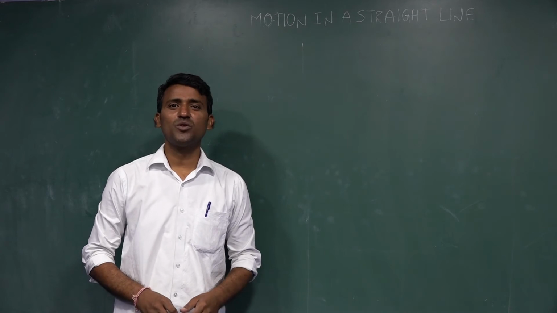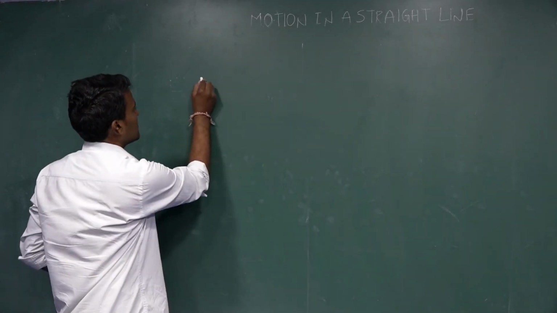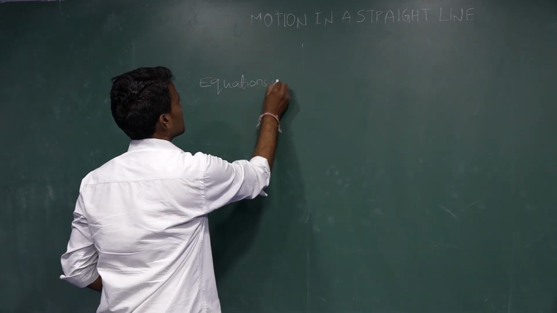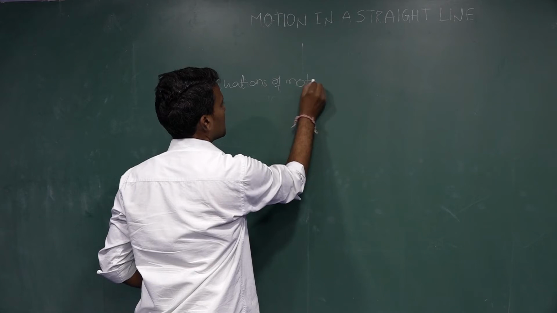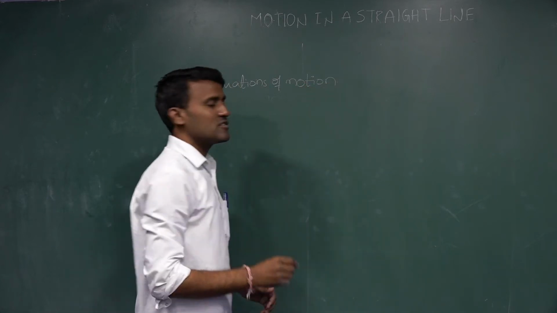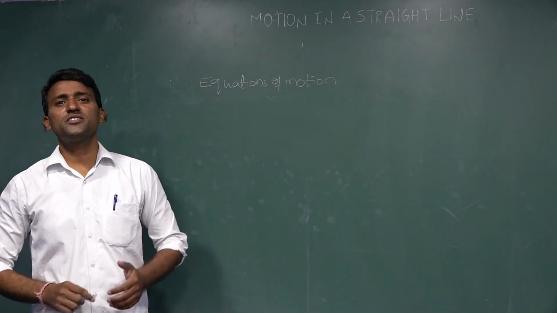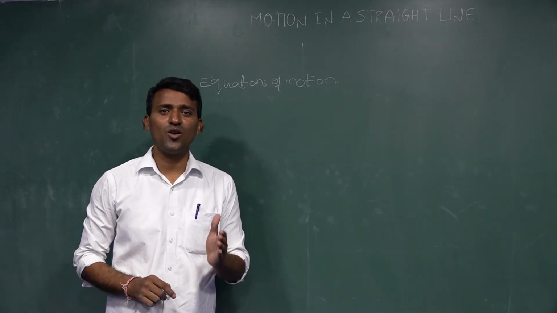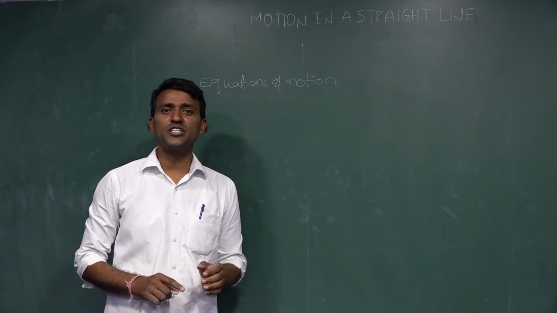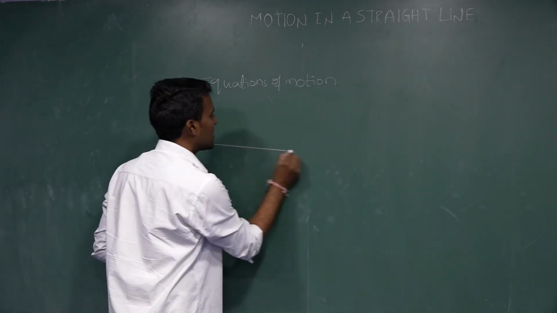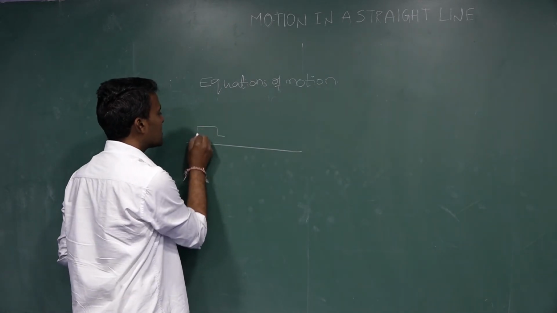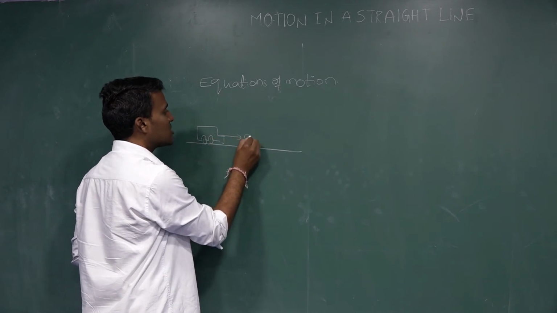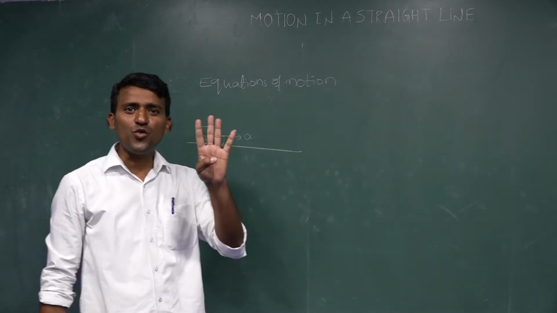Now we are discussing the equations of motion. What do equations of motion mean? When an object is moving along the horizontal direction with a uniform acceleration, at that moment it obeys the four equations.